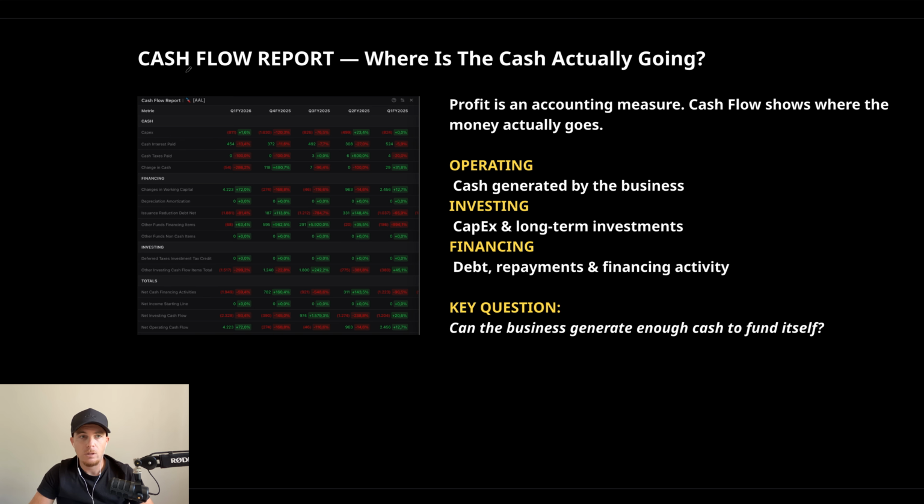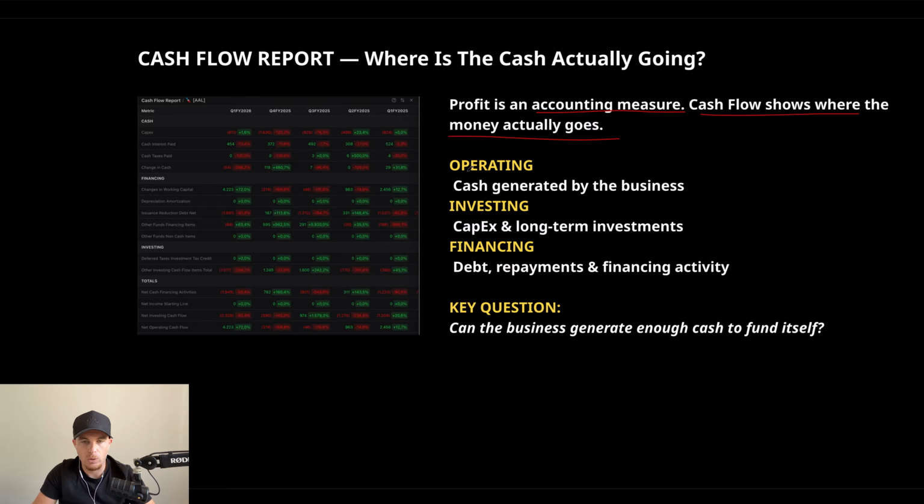Now the third one is what we call the cash flow report. To make it shorter, it's very simple. Where is the cash actually going? Because of course the company is making money. Okay, they got some cash. Where is the cash going? They don't use cash just for nothing. Okay, so the profit is an accounting measure. To make it short, cash flow shows where the money actually goes.